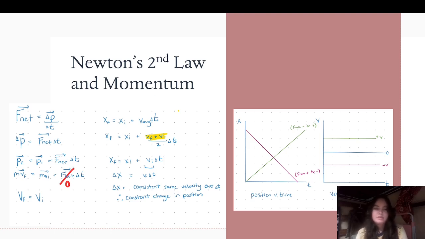Putting that into the update position formula, you will notice that the change of position should be the same constant velocity times time, which means there's a constant change of position, shown on the right-hand side. Velocity remains a straight horizontal line, indicating that there is no change in velocity. However, the position-time equation is also linear, reflecting that it is constantly changing at the same rate.